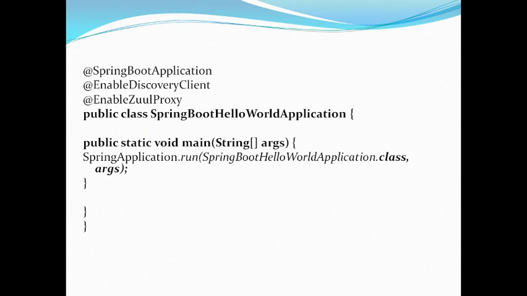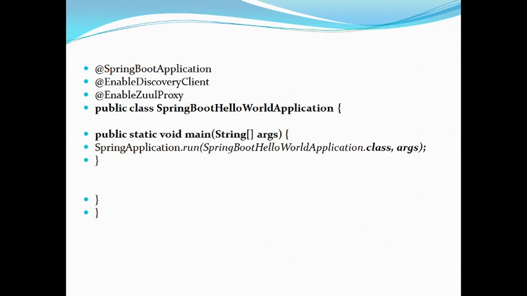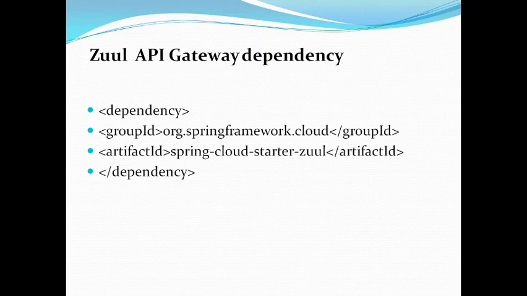So to enable the Zuul API gateway for any Spring Boot project, you need to add a new annotation called @EnableZuulProxy. So for the bootstrap application of your Spring Boot project, you just need to add the annotation called @EnableZuulProxy. And in this application you just need to provide an application instance and provide the dependency required for your Zuul API gateway. The only one additional dependency needed is called Spring Cloud Starter Zuul.